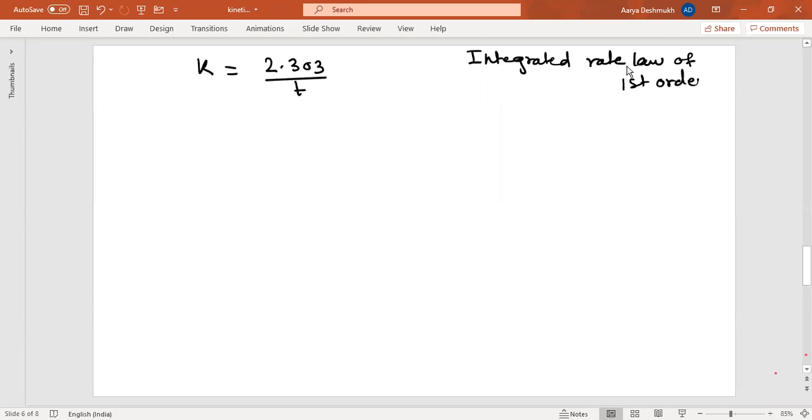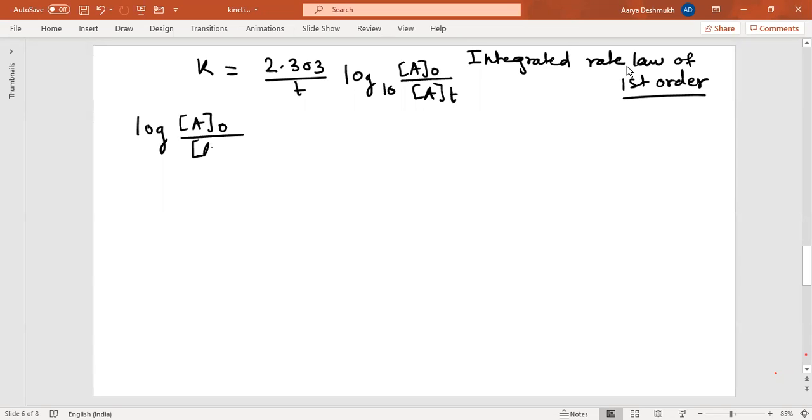There should be no confusion. Right now we are discussing only the first order: log to the base 10, initial concentration and concentration at time t. Now on rearrangement of this equation, you can plot different graphs also.